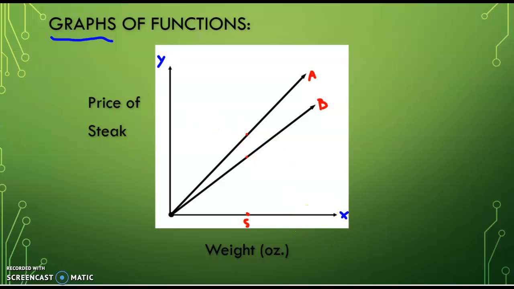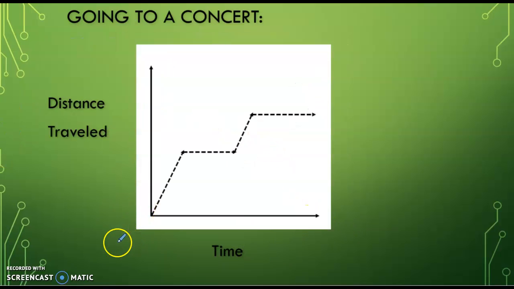Okay, so one more example like this. Here's a graph of a function for you. It's called going to a concert. It has distance traveled on the y-axis, and then time is graphed along the x-axis. Now this is the whole evening, right? So you're starting at your house, right? So distance traveled. This starts at the origin because you haven't even left your house yet. So you haven't started the timer, and you're standing on your front doorstep.